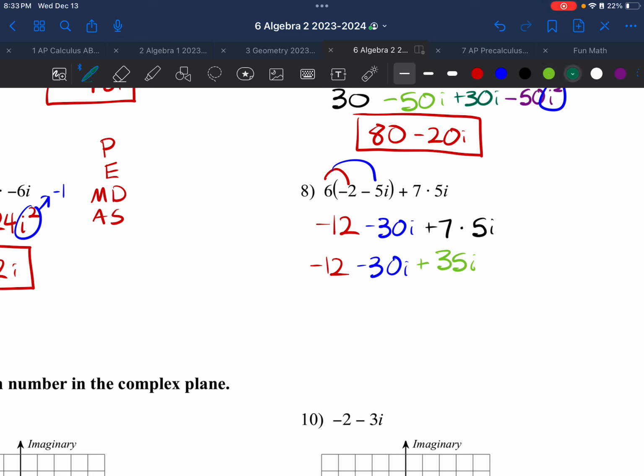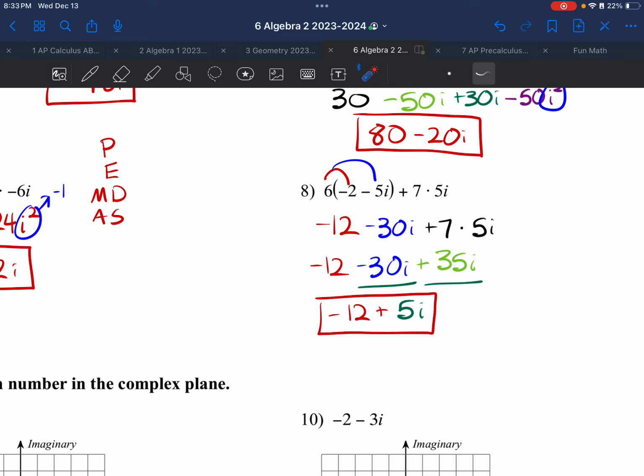And then I'm looking for my like terms. This is an imaginary term. This is an imaginary term. Adding them together gives us a 5i, and I can rewrite our negative 12 out front, which is our real term. Because this is a positive 5i, I'll put a plus sign here, and there's my final answer. Again, it's given in a plus bi form, meaning we have a real and then imaginary part.